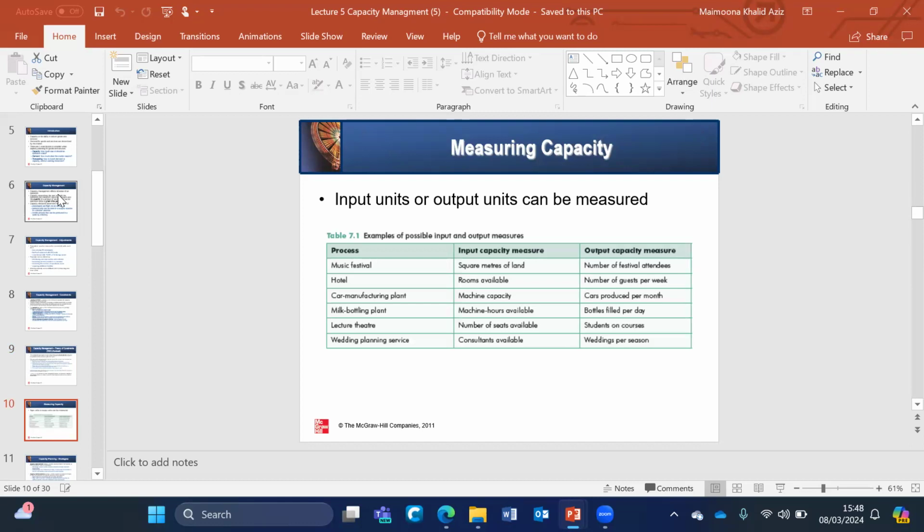Then, like we said, the inputs or outputs of any business can be measured, and every business has a different way. So the input for a music festival is square units of land, and the output can be the number of people that attend the music festival.